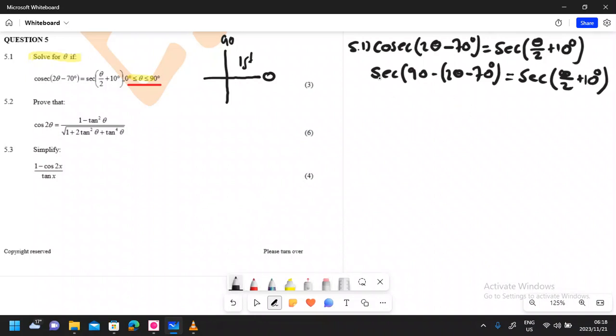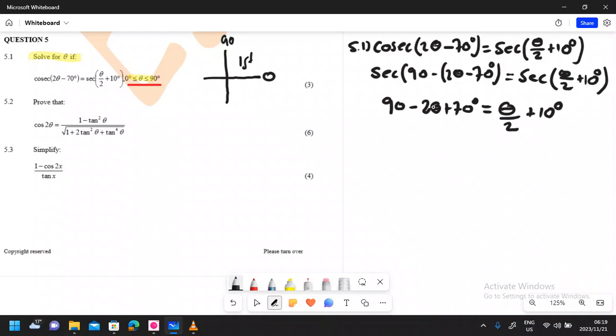Alright, so both sides we have sec and sec. Now we can drop this. Right? We can drop this. So let's drop this. So this is gonna be 90. Then we have to multiply by negative. So we're gonna have 2 theta plus 70 degrees. So here, when we drop the trigonometric ratio, we're gonna be left with half theta plus 10.